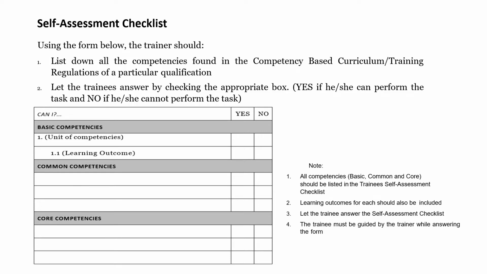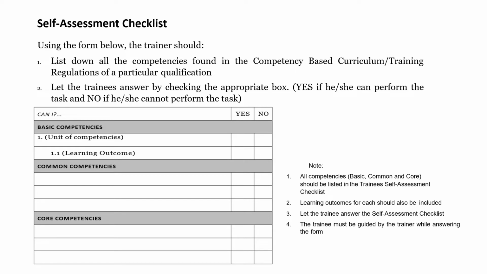So you will list down all the competencies found in the competency-based curriculum, or what you have downloaded, in your case, the training regulation or the TR of your chosen qualification. I assume all of you already have secured your individual copies, so you will use that in the succeeding activities for this course. Number two, let the trainees answer by checking the appropriate box: yes, if he or she can perform the task, and no, if he or she cannot perform the task.